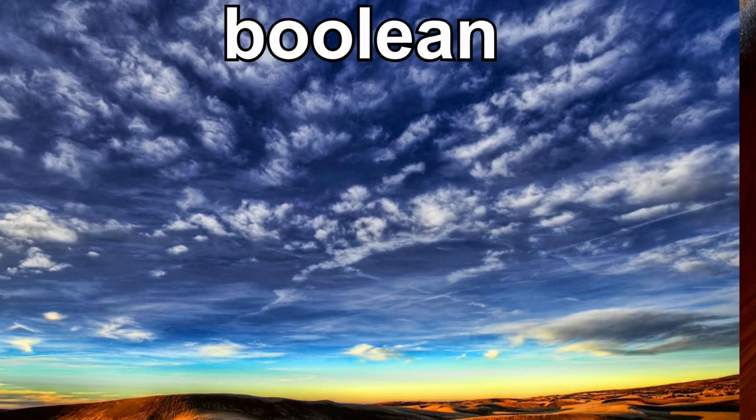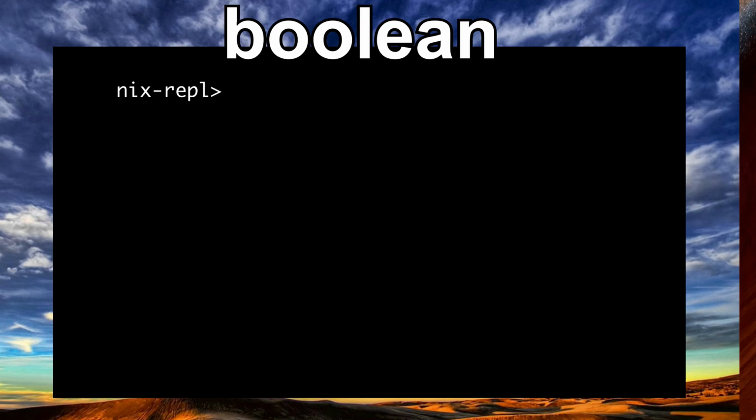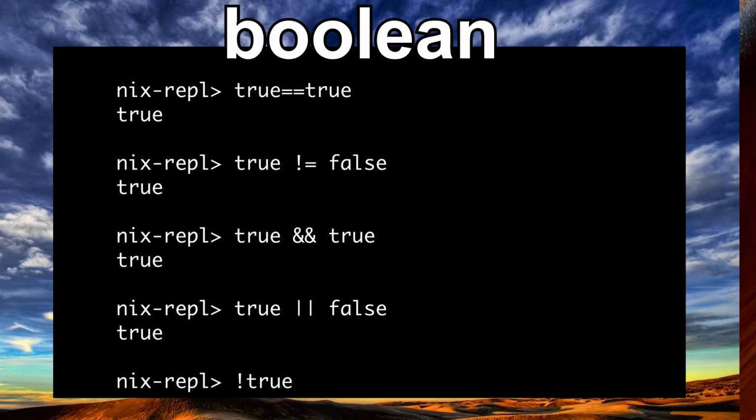The Boolean type has two values, true and false. The Boolean literals are always written lowercase. The standard equality and Boolean operators you would expect are available. Nix supports equals, not equals, and, or, not.